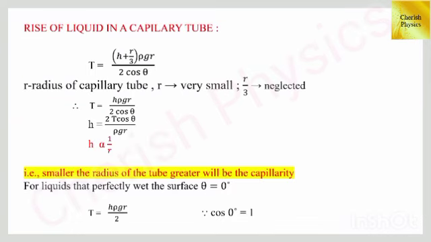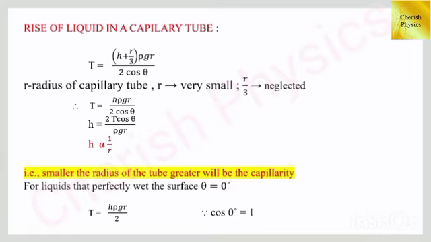Next, let us see the surface tension formula for the rise of liquid in a capillary tube. From the exam point of view, I have given only the equations. Surface tension T = (h + r/3) ρ g r / (2 cos θ). h is the height of the liquid rise in the capillary tube, ρ is the density of the liquid, g is the acceleration due to gravity, r is the radius of the capillary tube and θ is the angle of contact. If r is very small, then we can neglect r/3. So T = h ρ g r / (2 cos θ).